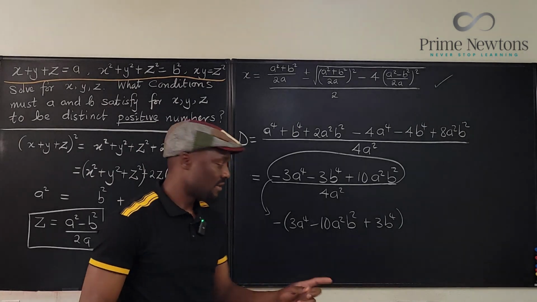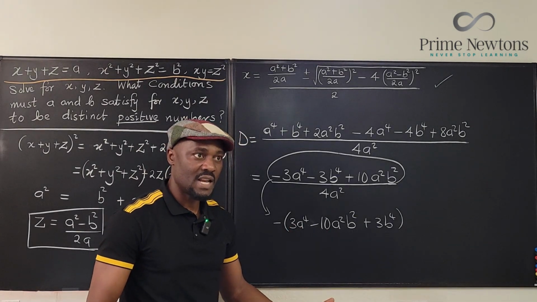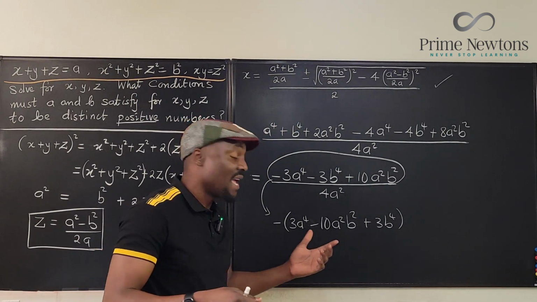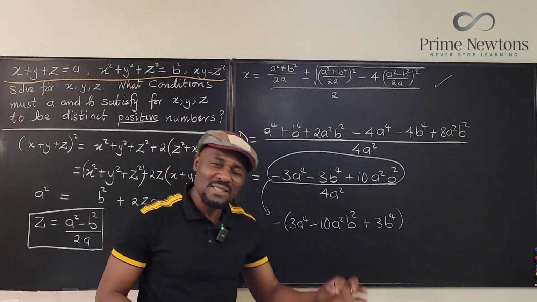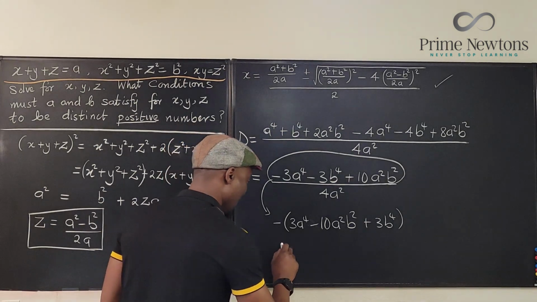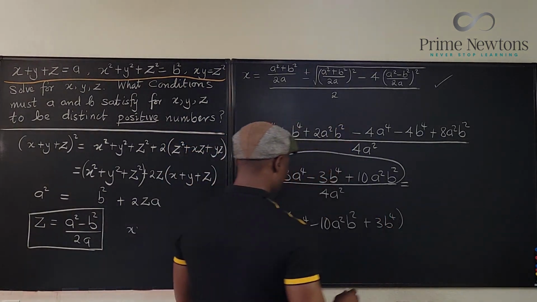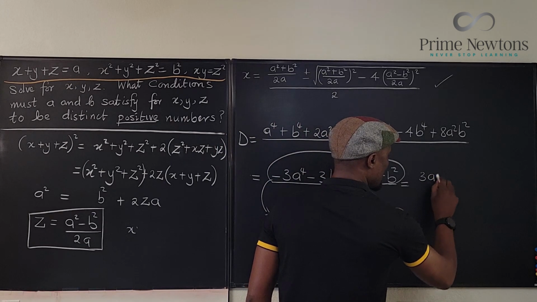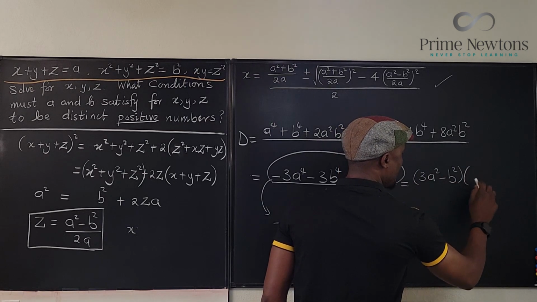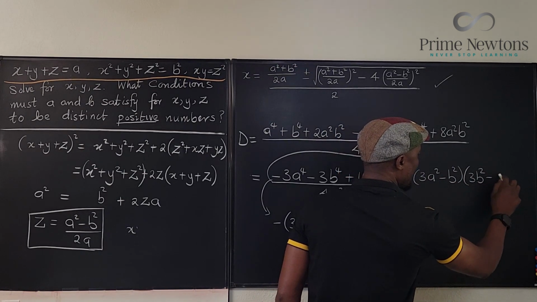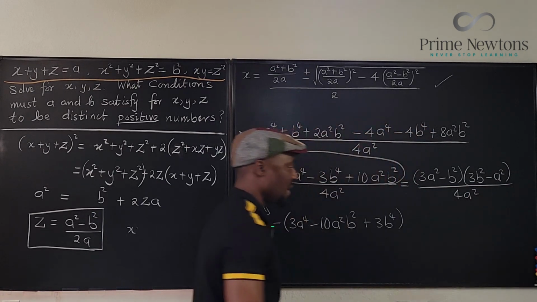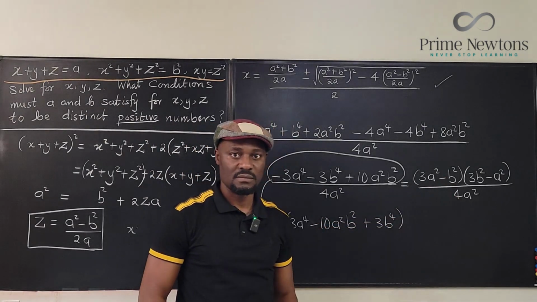Now, can this be factored? Yes. Multiply 3 by 3, what do you get? You're going to get 9. What two numbers will you multiply to get 9, for their sum is 10? Well, it's going to be 9 and their sum is minus 10. So it's minus 9 and minus 1. And if you factor this on that basis, what you're going to get is this is the same thing as 3a squared minus b squared times 3b squared minus a squared over 4a squared. That is the factored form of this.